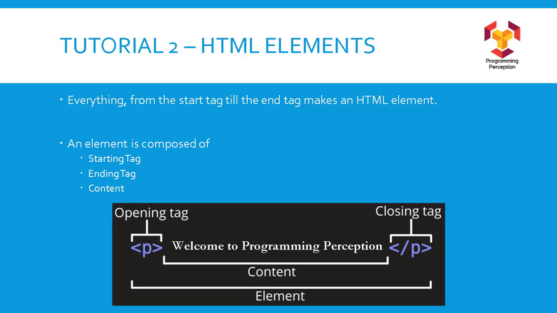So I have written that text over there, and I have enclosed it with an opening and closing tag. These opening and closing tags are paragraph tags, so I just want to display this text as a paragraph on my web page. Now everything from the opening tag till the closing tag, including the content, and of course including the opening and closing tags themselves, makes an HTML element.